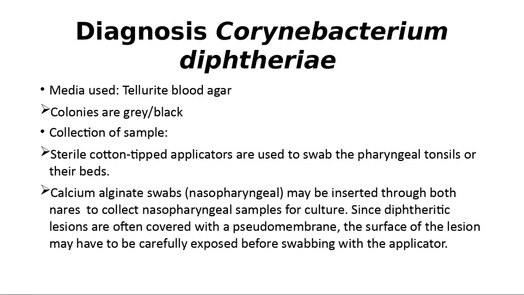Again, with the help of the cotton tip applicator, you can collect the swab from the pharyngeal tonsils or their beds. Then a calcium alginate swab for the nasopharynx you can perform, and this swab must be performed expertly because of the pseudomembrane. This pseudomembrane can hide the tonsillar region. So to avoid this, you should pass the applicator through the pseudomembrane.